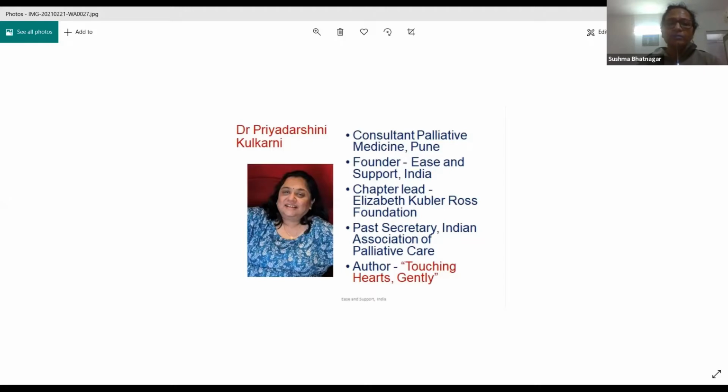And we all remember Priya's contribution as a secretary in the past. She did a lot of work as secretary for the Indian Association of Palliative Care. She is a true well-wisher of this association, and we have recently heard, and many of us have read, that she is the author of a book she has recently launched, Touching Hearts Gently. She has given a lot of stories, but also a lot of information and a message with each story.